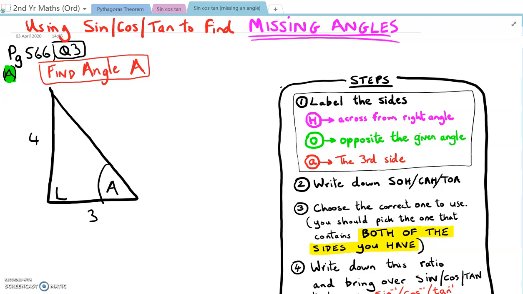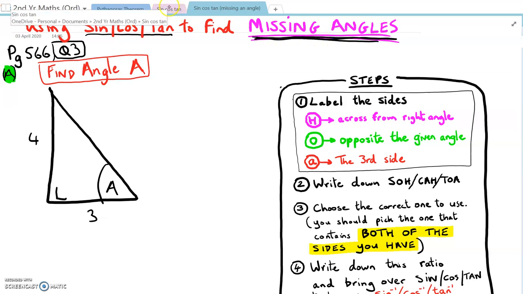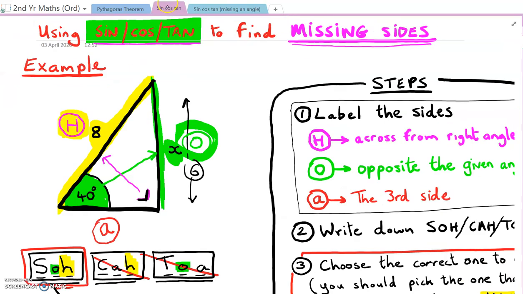Hello, in this video we're going to take a look at when to use sine, cos and tan to find the missing angles this time. Just to recap, in the previous video we looked at sine, cos, tan to find missing sides, and we had triangles where you were only given one of the sides and asked to find one of the other sides.